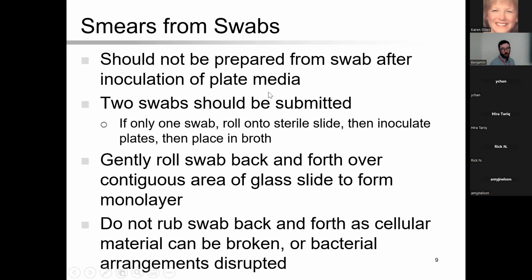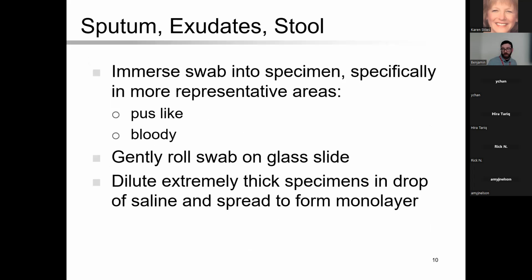So you want to do your slide first and then set up your media plates. Hopefully they're sending you 2 swabs, but if you just have the one, do your slide first and then move over to your media broth. So you're going to use a rolling motion back and forth over the slide to form a nice thin layer. If you rub it, you can tear apart those white blood cells, those epithelial cells. Can be harder to make sense of the specimen you're looking at.